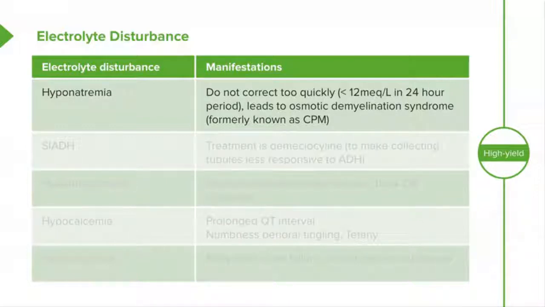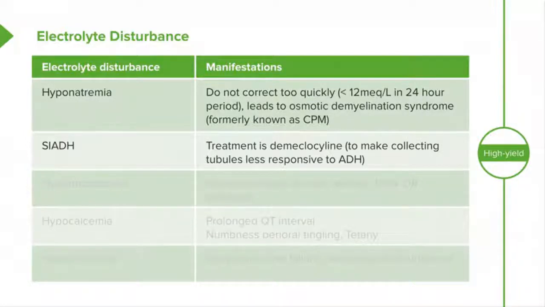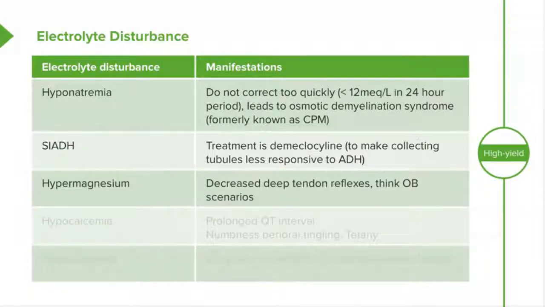It was formerly known as CPM. In SIADH, or syndrome of inappropriate antidiuretic hormone secretion, the treatment is demeclocycline to make the collecting tubules less responsive to antidiuretic hormone. Next, hypermagnesemia. Hypermagnesemia decreases your deep tendon reflexes. Remember those OB patients? OB patients oftentimes get infusions of magnesium, and one of the signs that they have too much magnesium is decreased deep tendon reflexes.